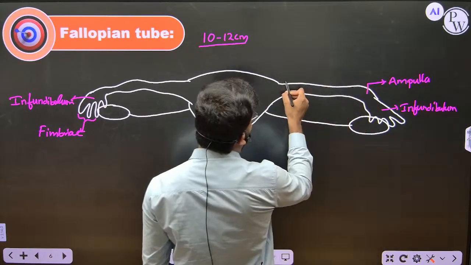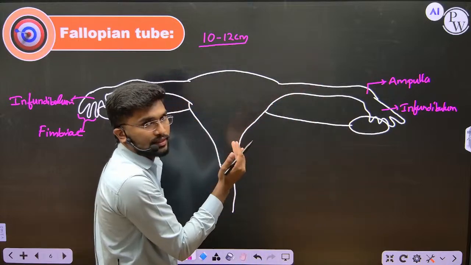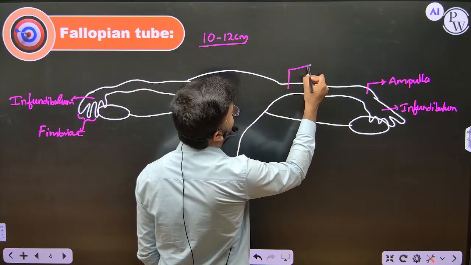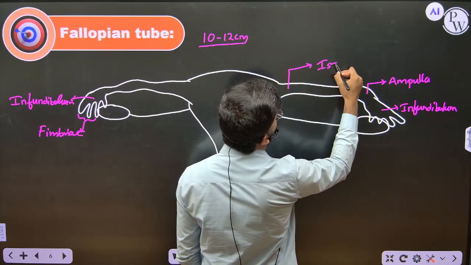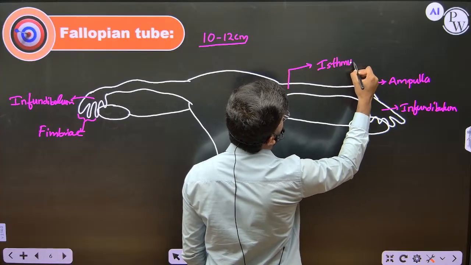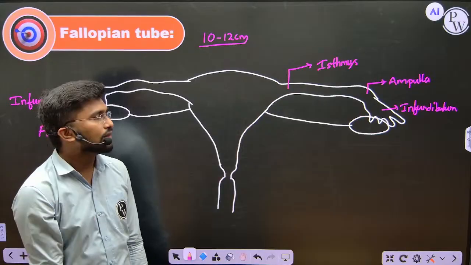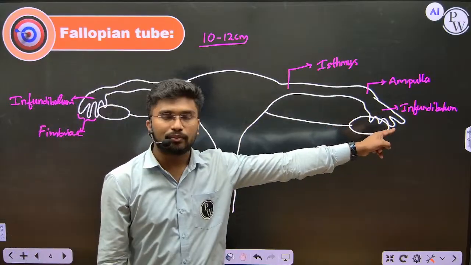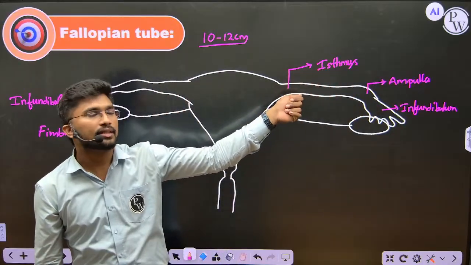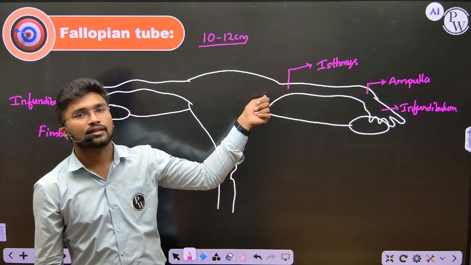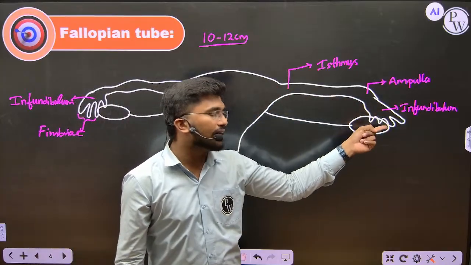And the last part, a narrow part which is connecting the fallopian tube to the uterus, is the isthmus. So the fallopian tube has three parts. The starting point is infundibulum, leading to ampulla, leading to isthmus. Isthmus connects the fallopian tube to the uterus. Infundibulum starts from the ovary.